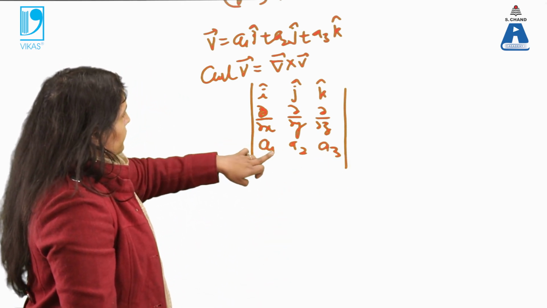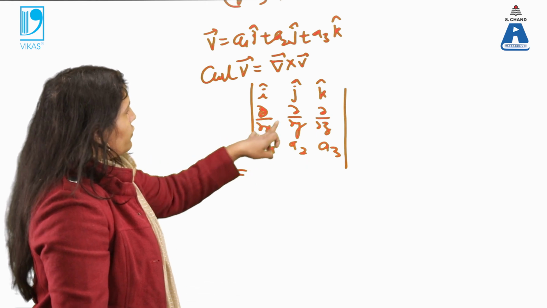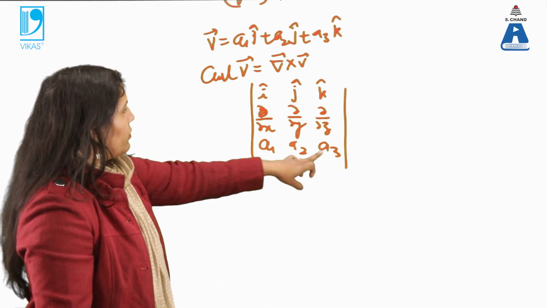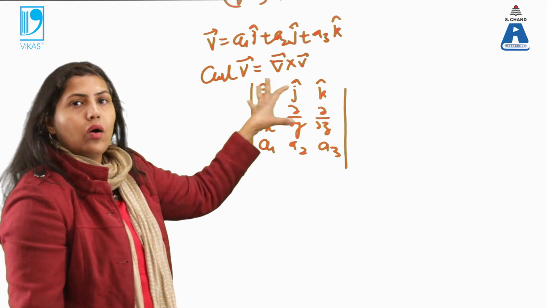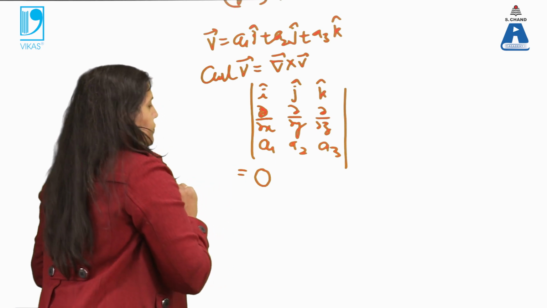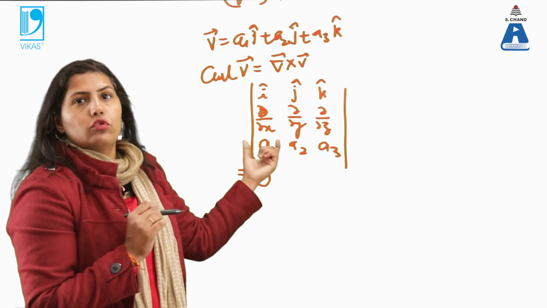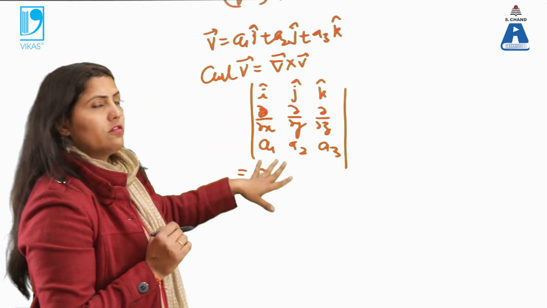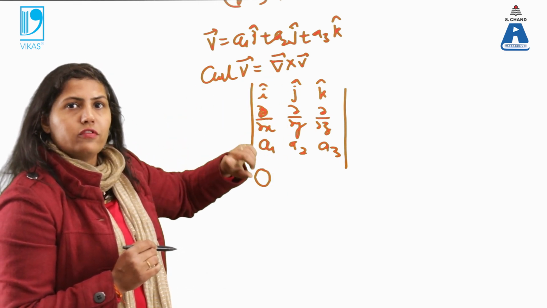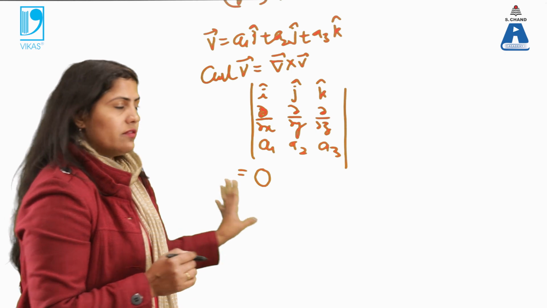Now you see, these are constants and you have to differentiate in each. For the I component you will be differentiating A3 with respect to y. All the components will be 0. It means for a constant vector there is no rotation as such. It is just a still vector. It will be fixed. There is no rotation. So for a constant vector, if you are asked the curl, it will be 0.